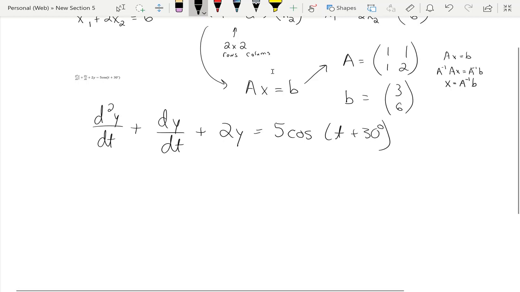Now I'm going to make it a little bit harder. And I'm going to say I got initial conditions that y of 0 is equal to 0, and y prime of 0 is equal to 1. So y prime means the derivative, right? So I've got those two sets of results.